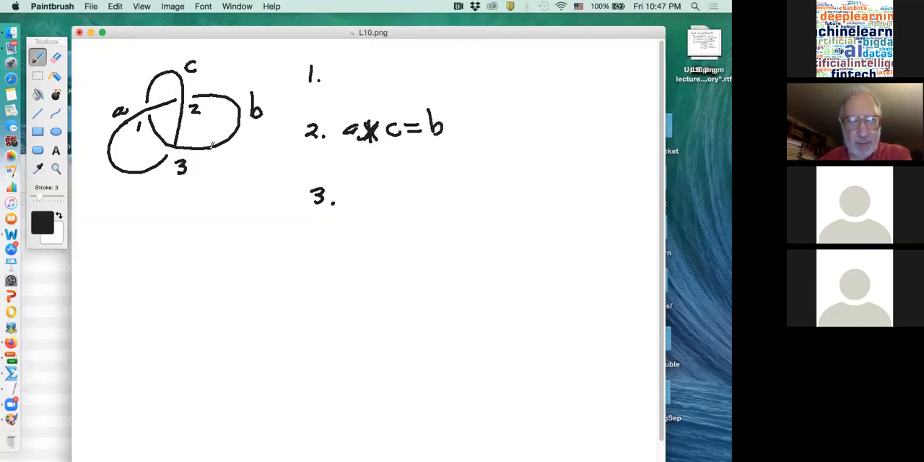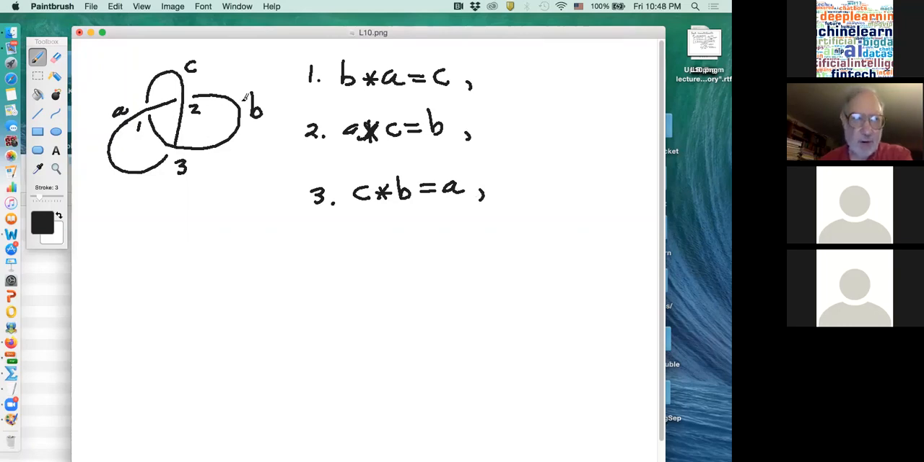And then I keep on walking on it. At one, I see B times A equals C. I keep on walking on it, I get C times B equals A. Those are not the only relations that I can write down that follow from the quandle.